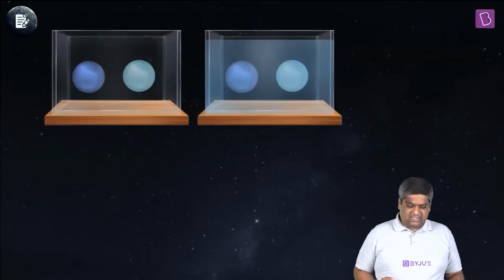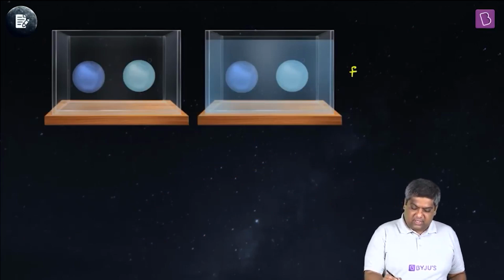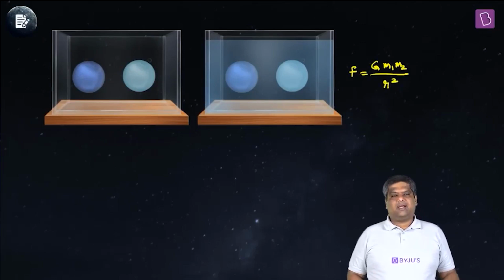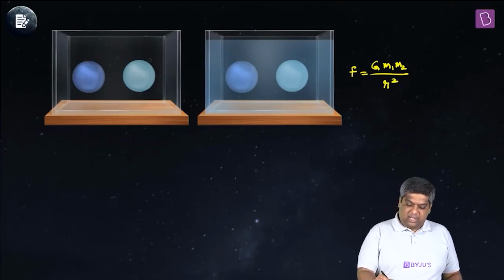Well, let us see that. Now we know that F is equal to G m1 m2 by r square. Agreed? Now in both these cases, m1 and m2 are the same.